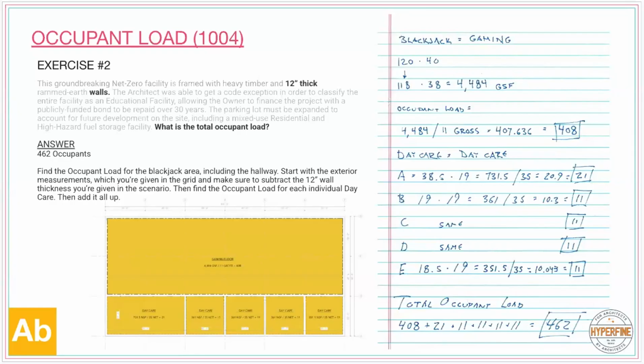Gross, why did I exclude the walls? Gross is measured to the inside face of the walls. So I measured from the inside face of the exterior walls, and I did not subtract the corridor wall right here that's sort of hidden in the yellow. And I measured to the inside face of the firewall, because we're measuring inside face of walls.